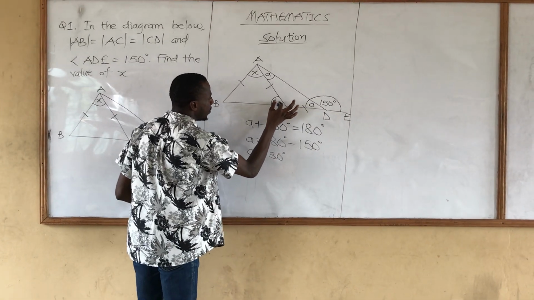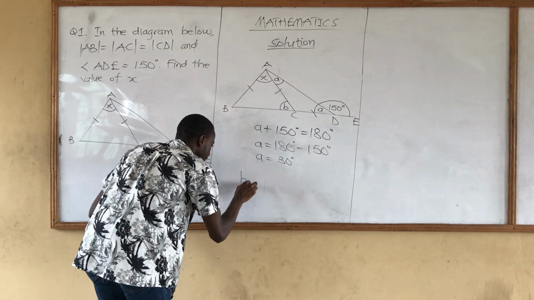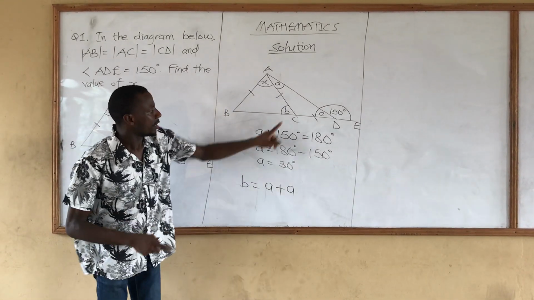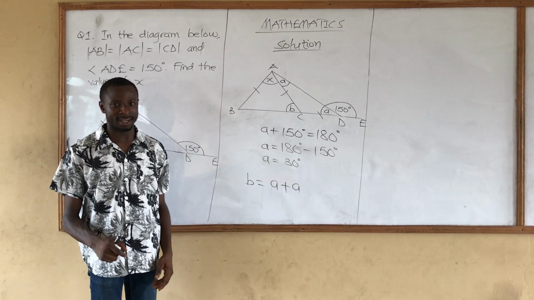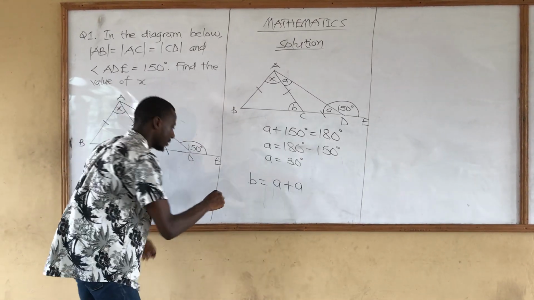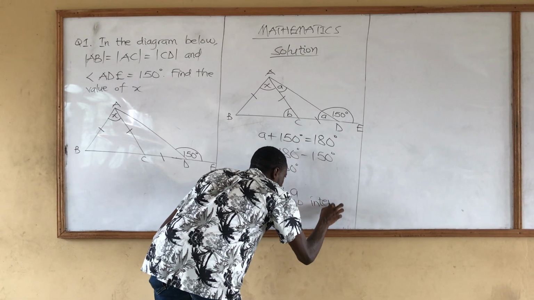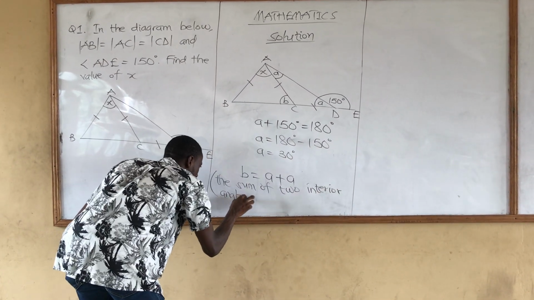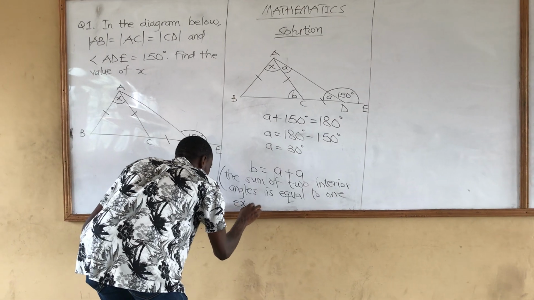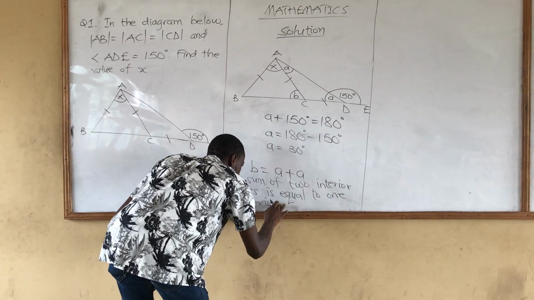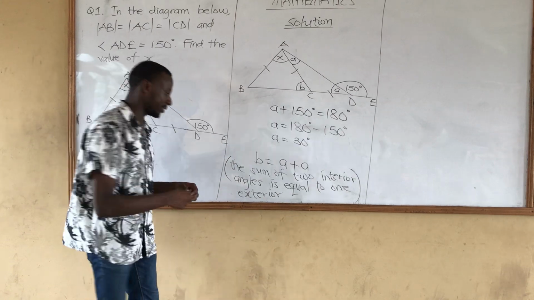Now, let's name this angle B. B here is equal to A plus A. Why? Because the sum of two interior angles is equal to one exterior angle. So let me state the reason. The sum of two interior angles is equal to one exterior angle.